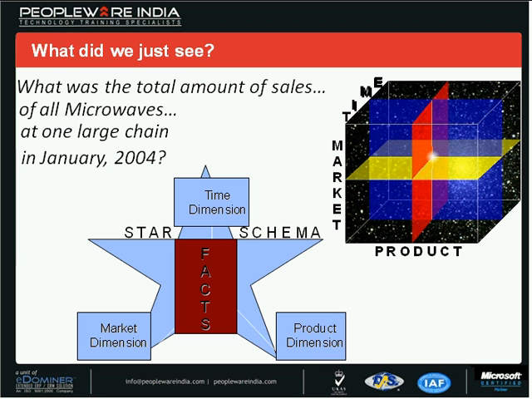And technically, what does this mean to you? Technically, let me show you what it means. Look at the question, what was the total amount of sales, and if you look at this cube, do you see time, market, product, these three dimensions here? And let's understand this in greater detail now.